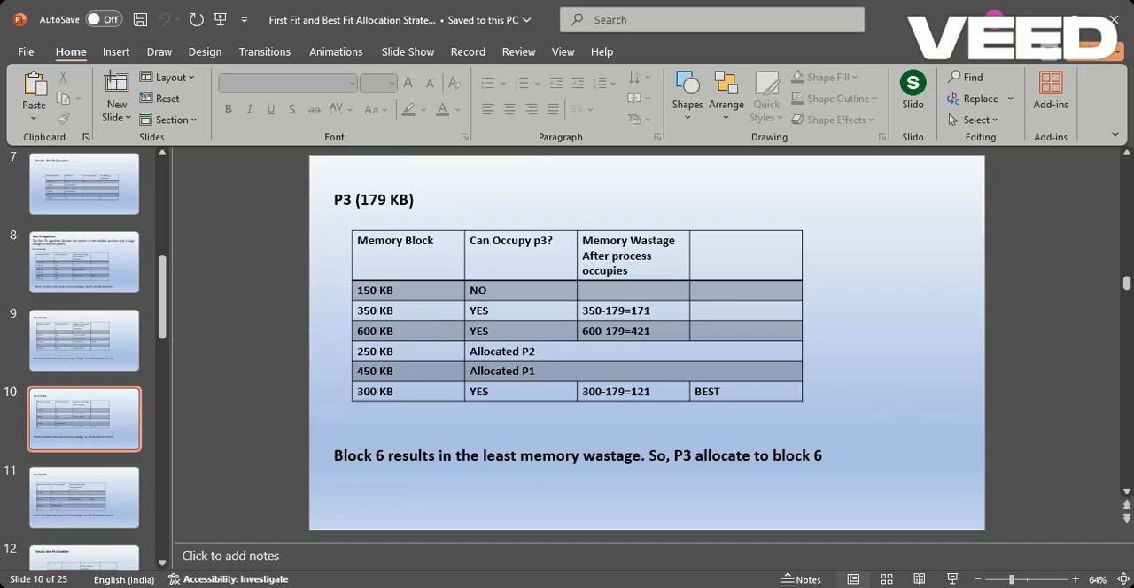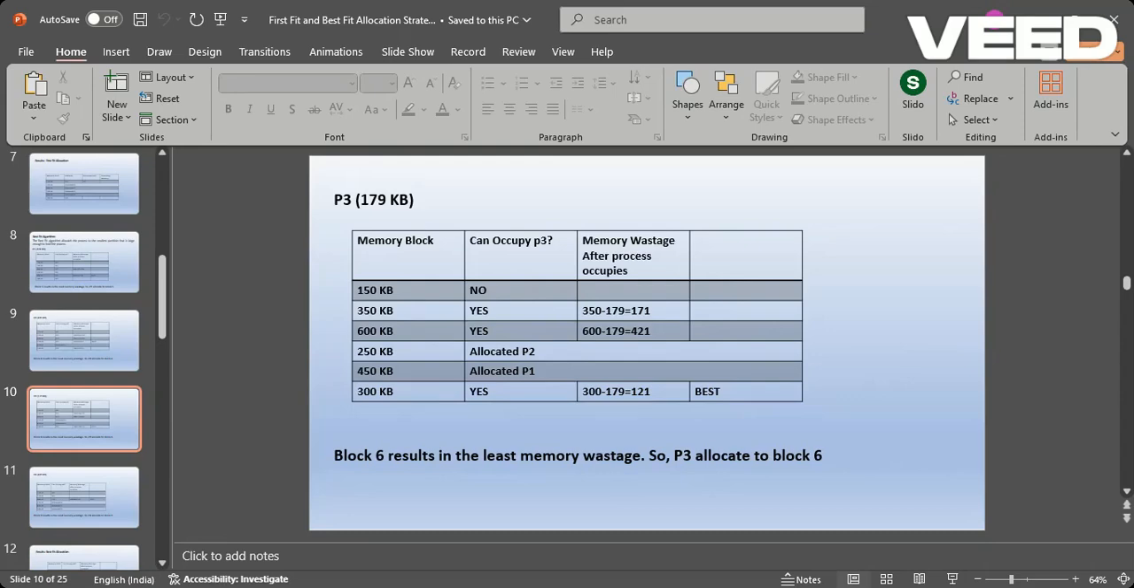Then 600 KB is the next block, which is enough to occupy P3. So here we need to find out the memory wastage. 600 minus 179 equal to 421. Then the next block, 250 KB, is already allocated to P2. So it is not free space. 450 KB is already allocated to P1, which is not free space.